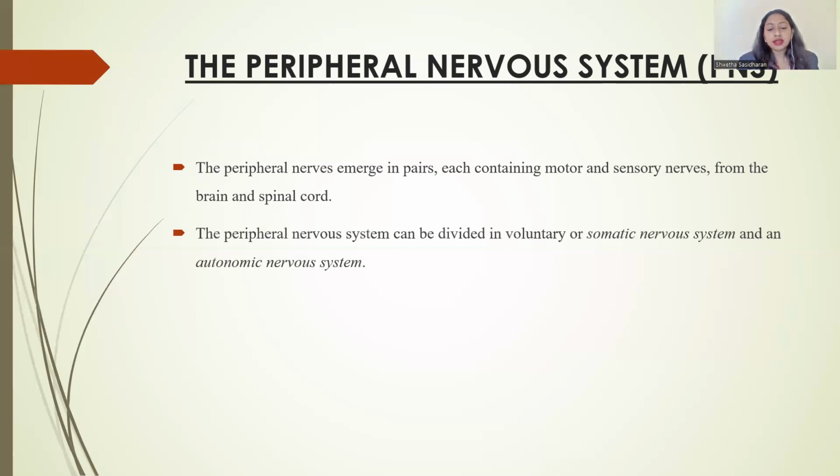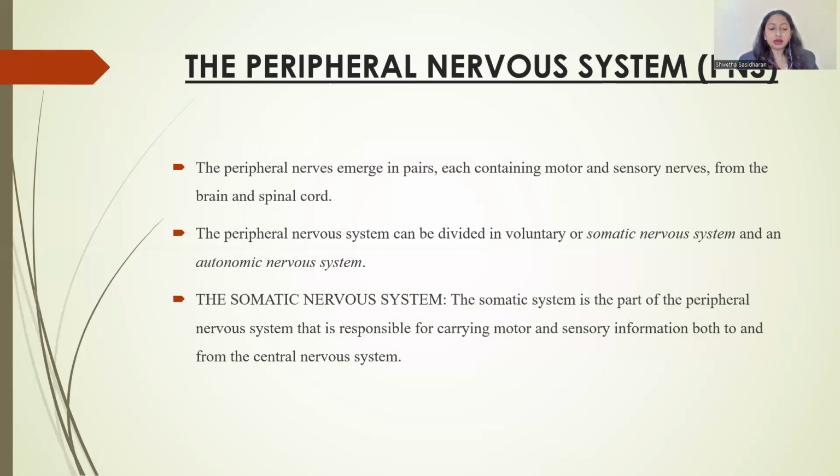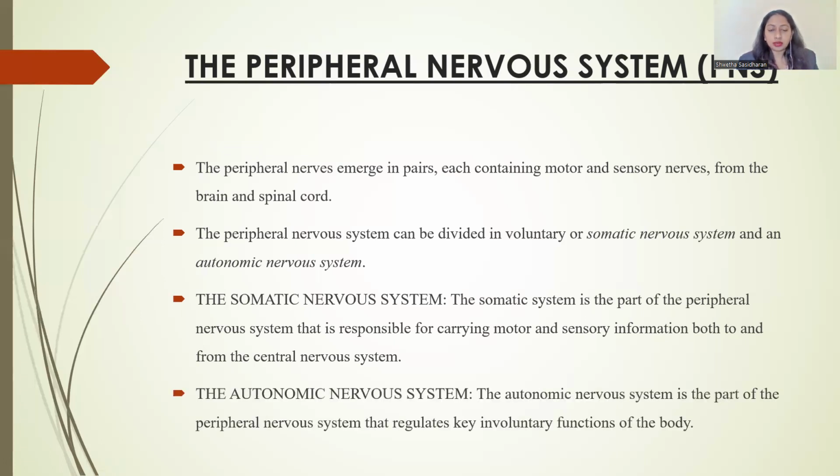Next, the peripheral nervous system can be divided into the voluntary or somatic nervous system, and the autonomic nervous system. The somatic nervous system is the part of the peripheral nervous system that is responsible for carrying motor and sensory information to and from the central nervous system. That is, it carries information from the brain or the spinal cord, or to the brain or spinal cord, vice versa. These are the areas where we do the motor movements, and the sensory information goes towards the center, the brain and the spinal cord, and they bring back the response. That is why we call it the somatic nervous system.